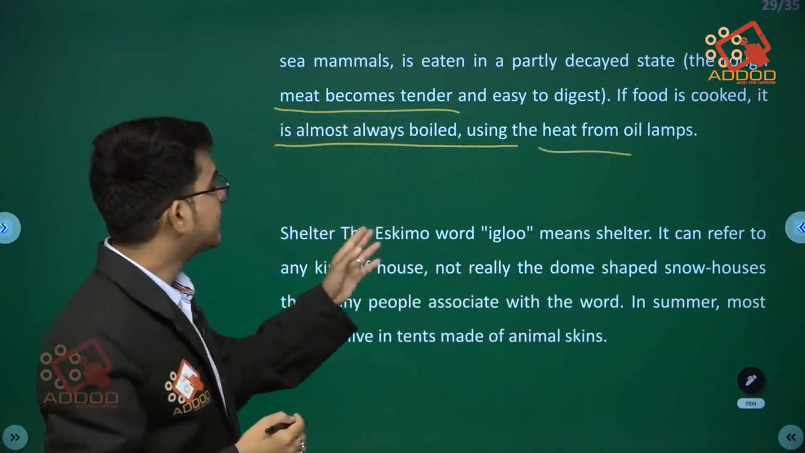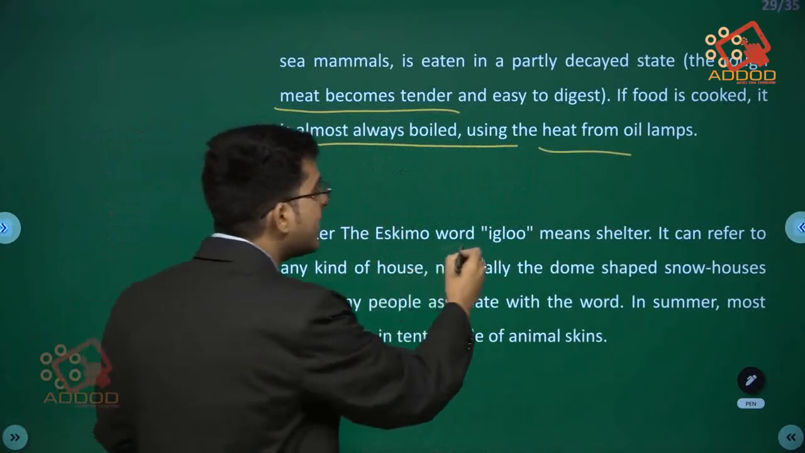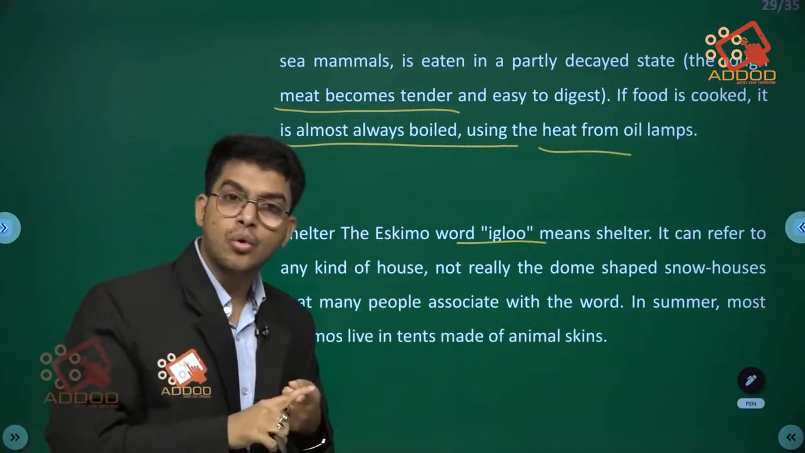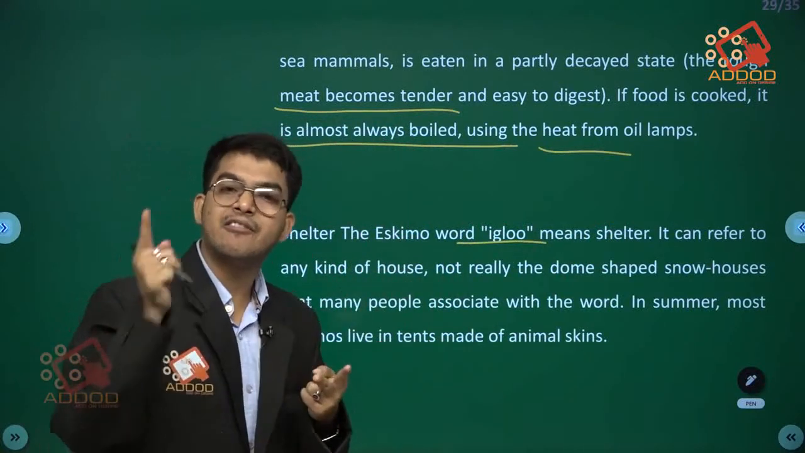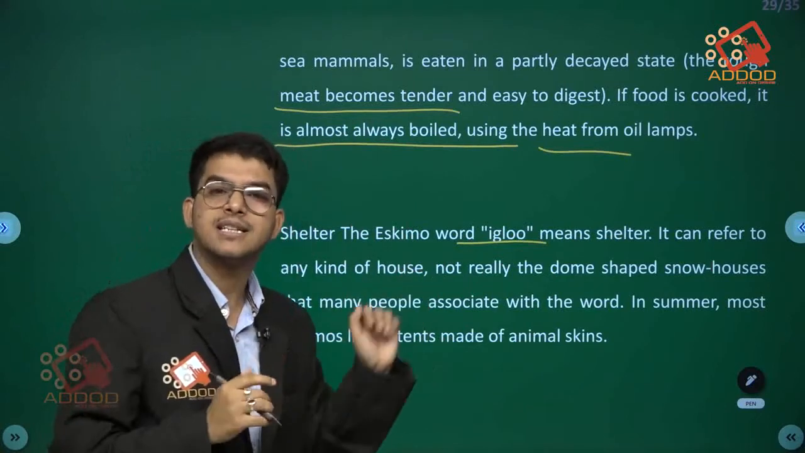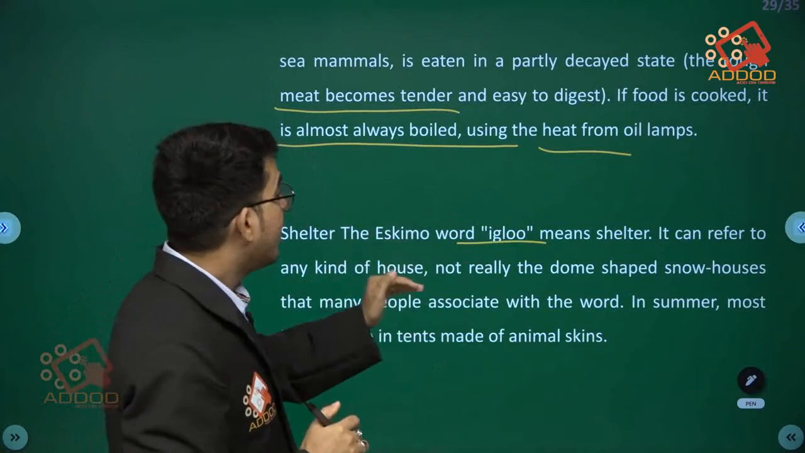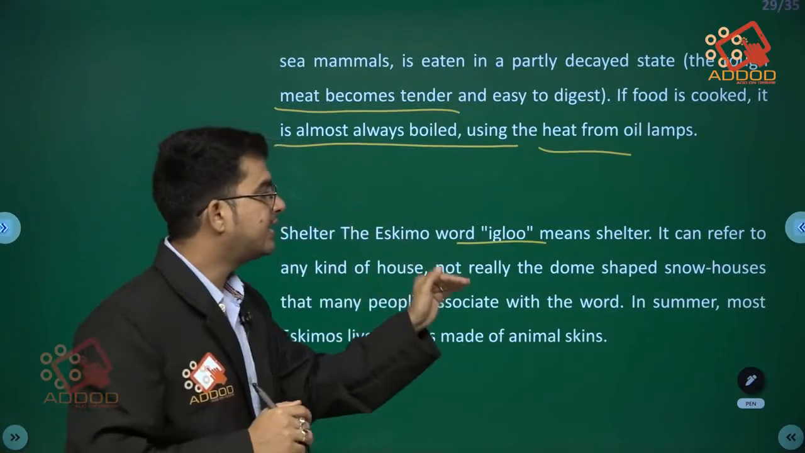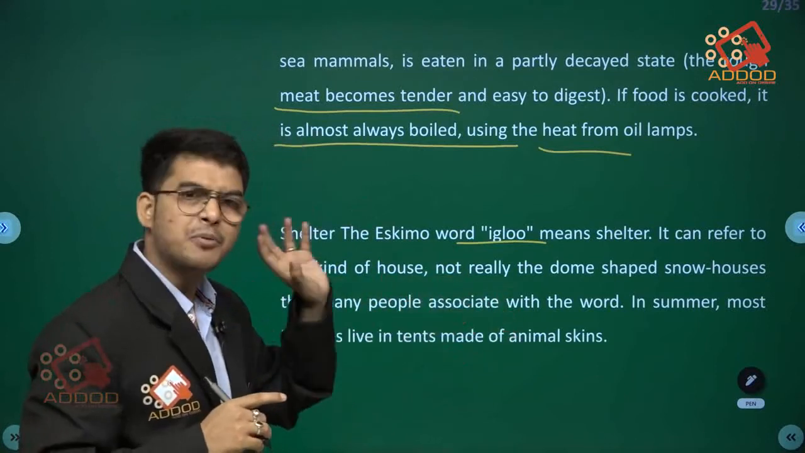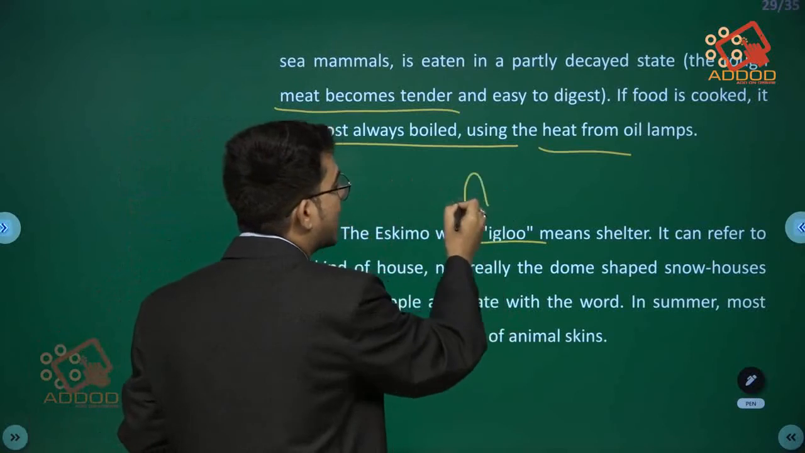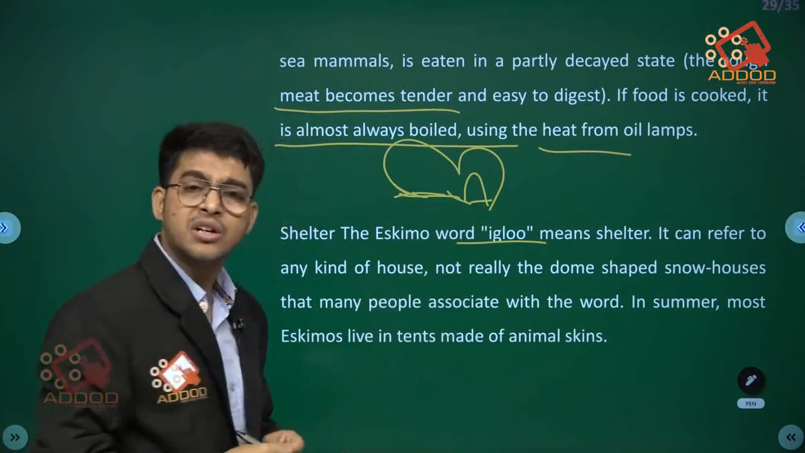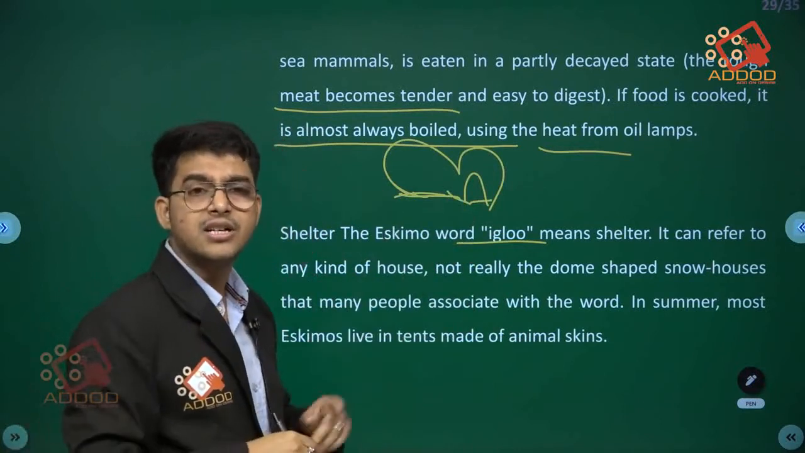Okay, shelter: the Eskimo word igloo. Where do they stay? Igloo. Like we have apartments, bungalows, villas, huts, houses, buildings, constructions, they have igloo. They all have common houses, that is igloo, meaning shelter. It can refer to any kind of house, not really the dome-shaped snow houses that many people associate with the word. Many people understand igloo to mean this type of house, but no, it is not like that. Any type of house in that region is called igloo.